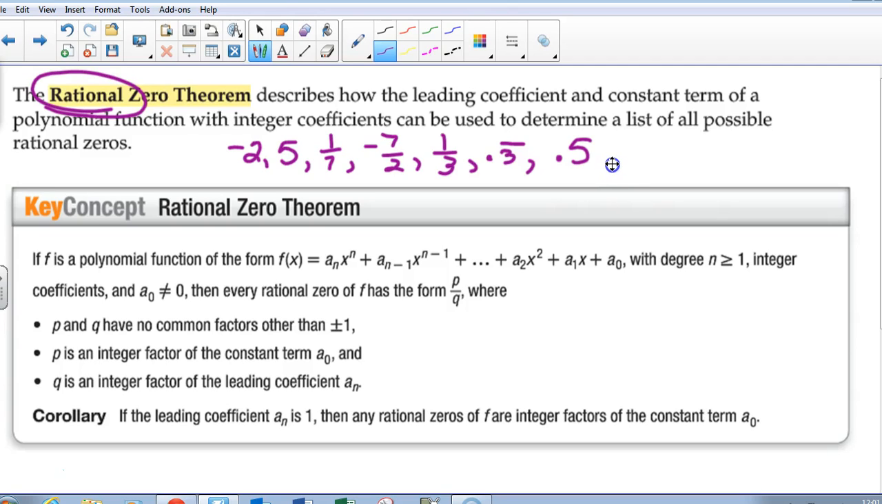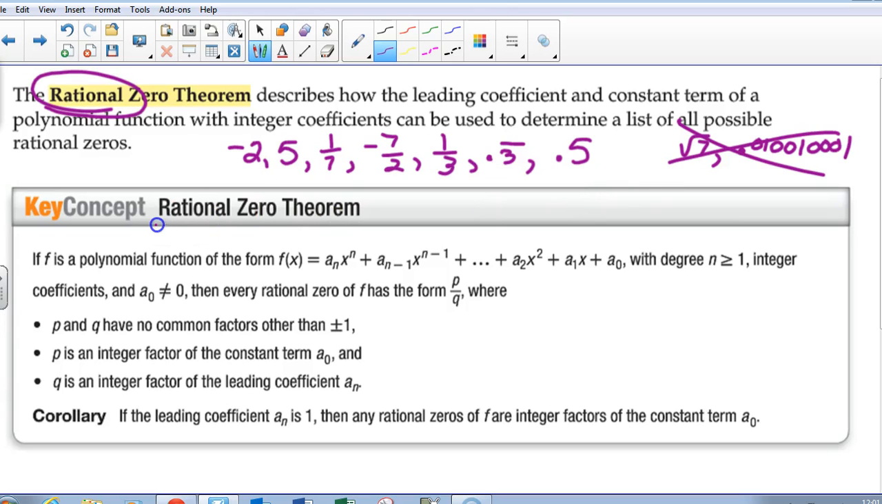The ones that are not rational numbers would be square root of 7. If you had something like 0.010010001, okay, something crazy like that. Pi, e, all those irrational numbers. All right.